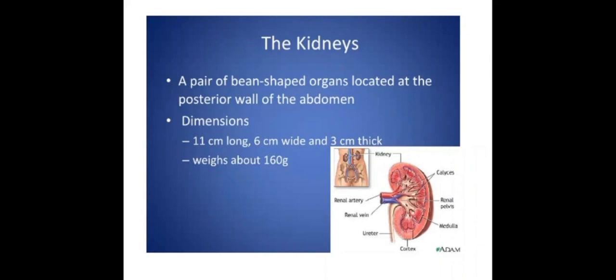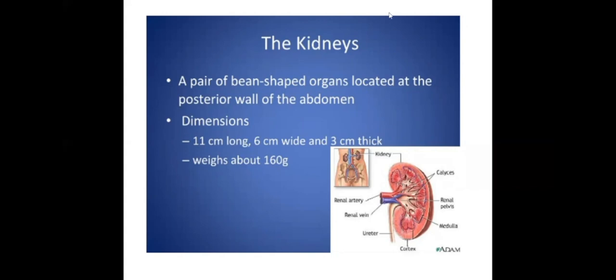Kidneys are bean shaped organs located at the posterior wall of the abdomen. If we talk about the dimensions, the length of the kidney is 11 centimeter. And when I'm talking about length, it means from the superior pole to the inferior pole.